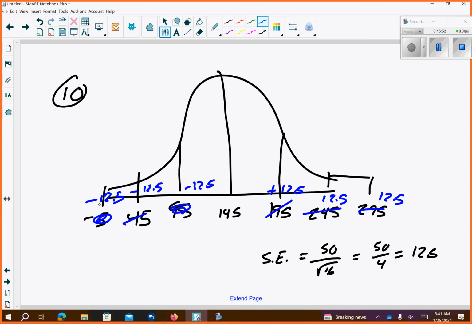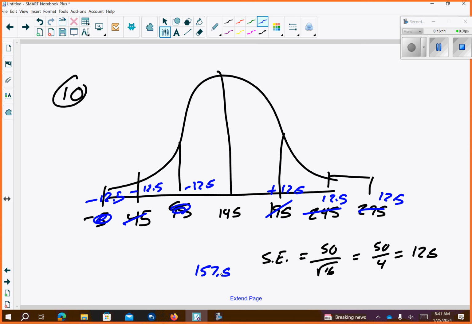Describe the electric bills that are exactly one standard error above the mean and one standard error below the mean. So 145 plus 12.5 is 157.5. So 157.5 is the top end.